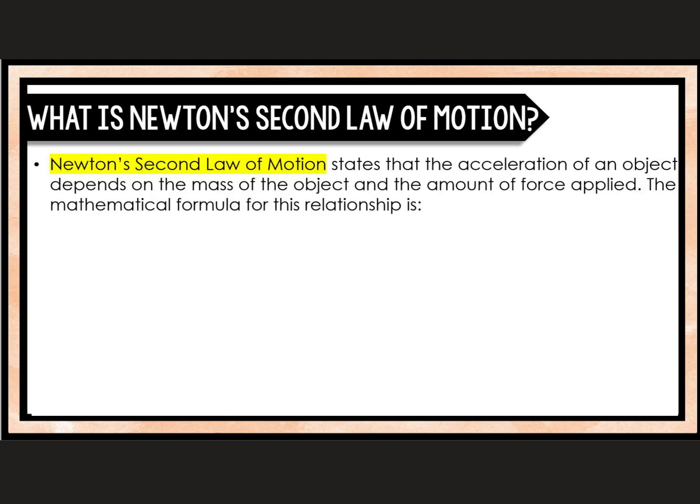The second law of motion states that the acceleration of an object depends on the mass of the object and the amount of force applied. There is a mathematical formula that backs up this relationship. Force equals mass times acceleration, or F equals ma. F for force, M for mass, and A for acceleration.